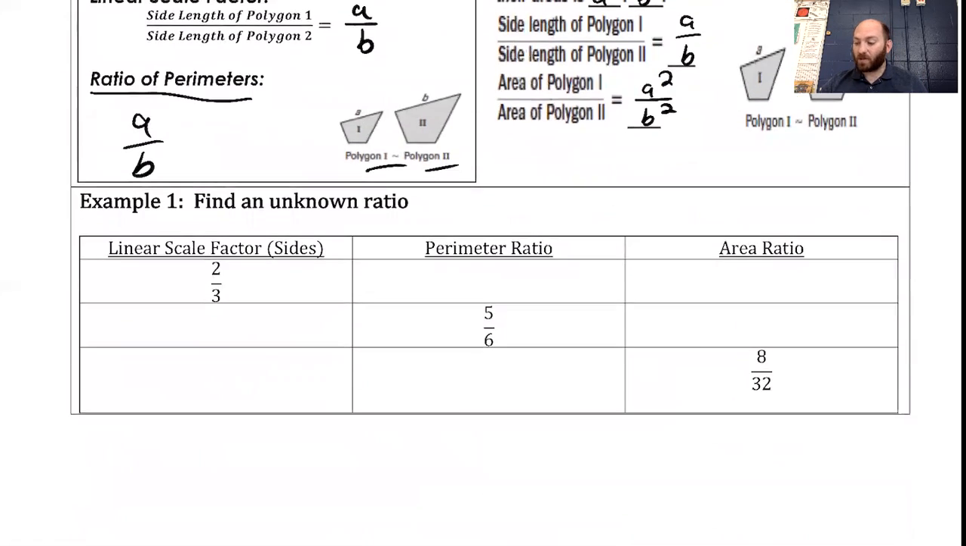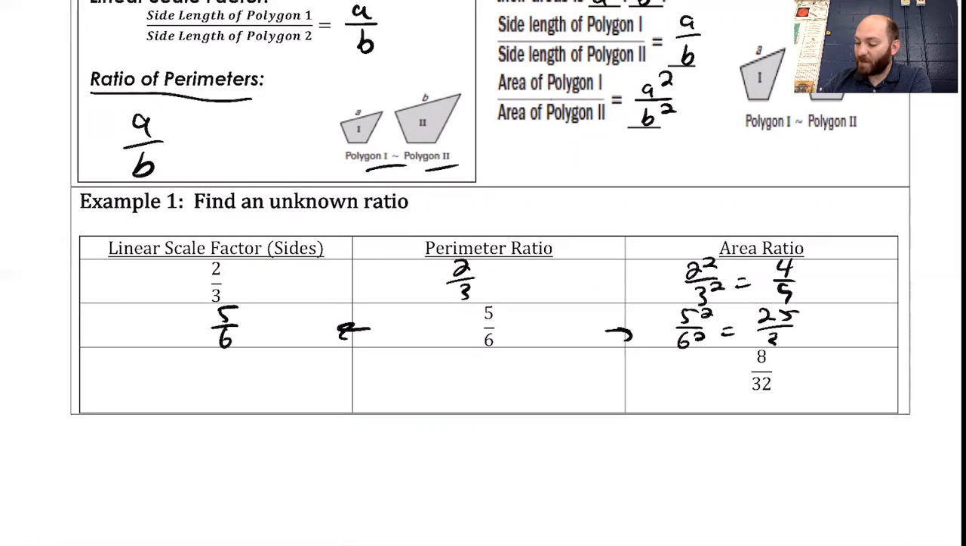So let's take a look how that looks on here. If I have these unknown shapes, but I know their scale factor is 2 to 3, perimeter is easy. It's the same exact thing. Area is going to be the square of that. So 2 squared and 3 squared, 4 to 9. Next example, 5 to 6. If I go backwards to the linear scale factor, it's the same thing, 5 to 6. But going this way, I take 5 squared and 6 squared, which gives me 25 and 36.